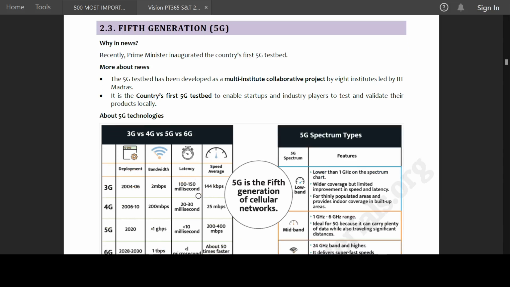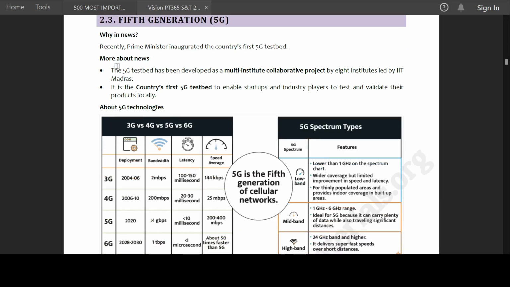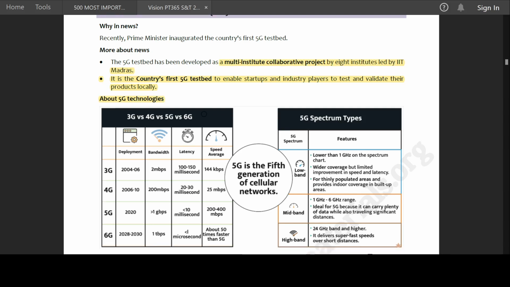Fifth generation, 5G. The 5G testbed has been developed as a multi-institute collaborative project by 8 institutes led by IIT Madras. It is the country's first 5G testbed to enable startups and industry players to test and validate their products locally. Let's see about the 5G technologies.